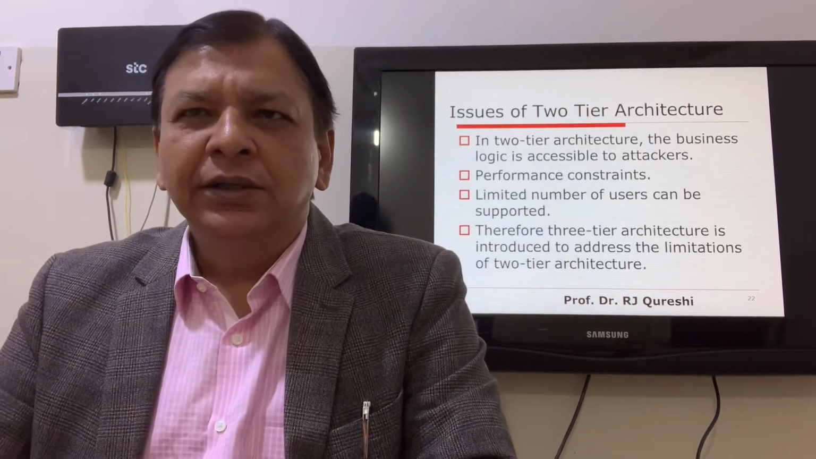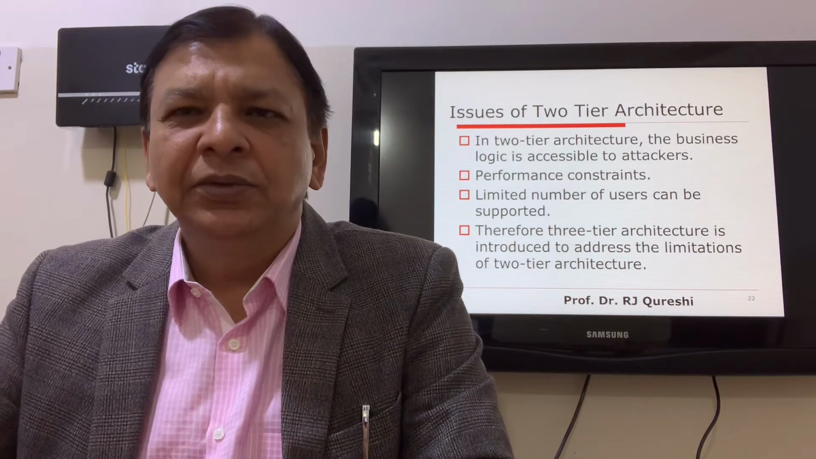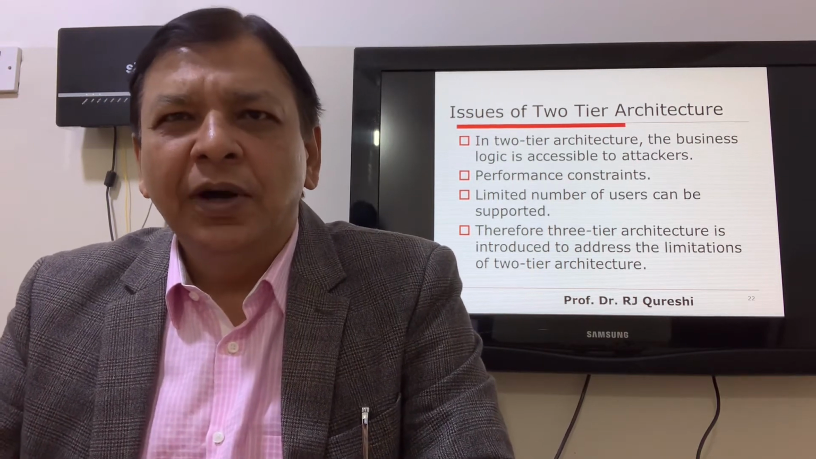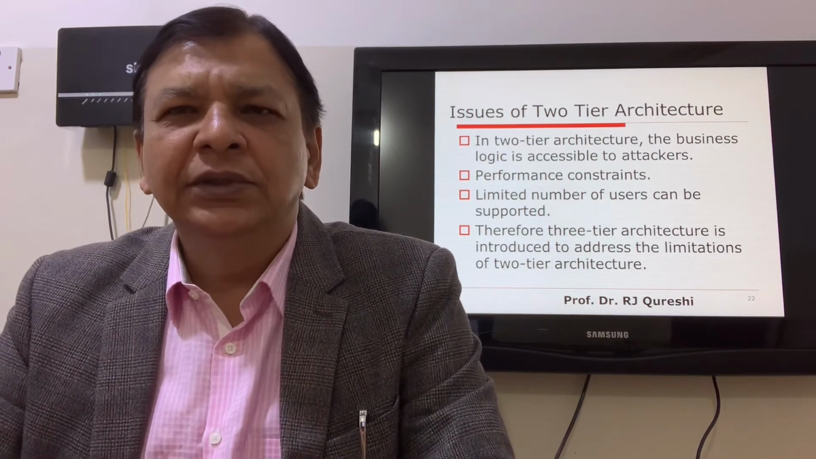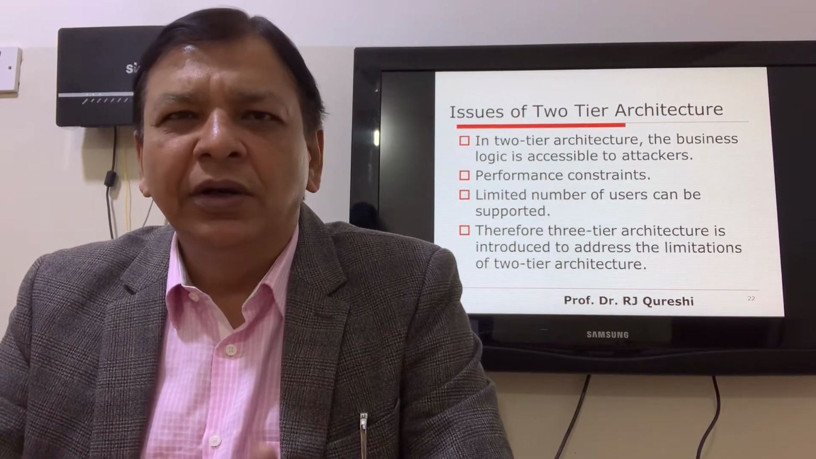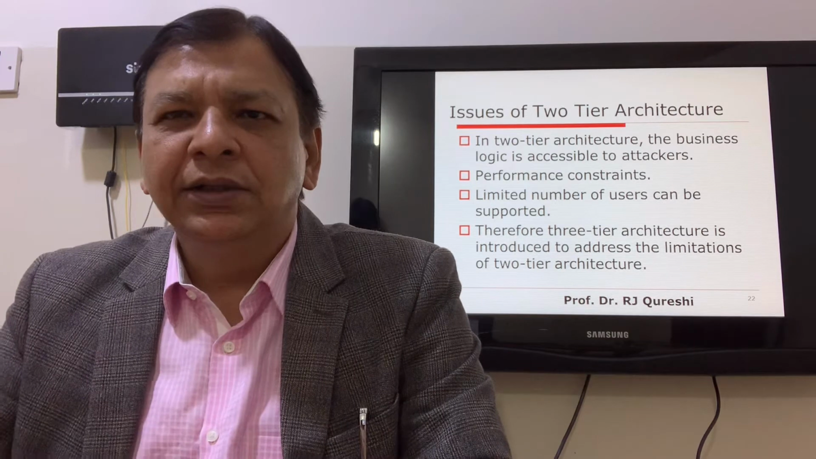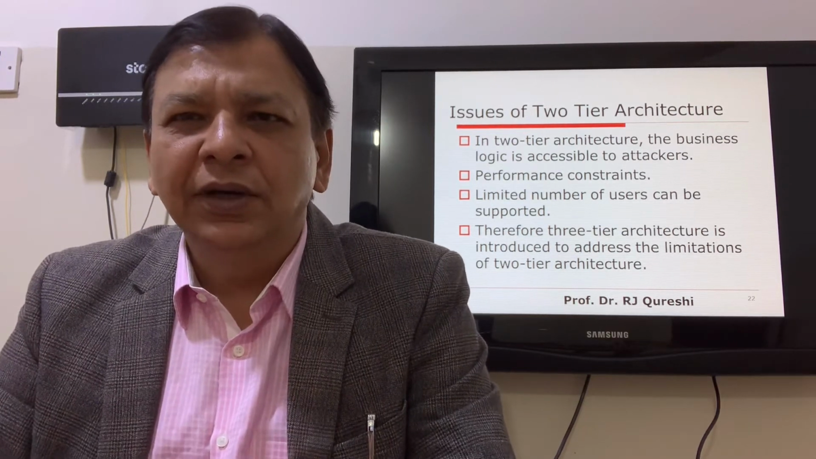Issues of two-tier architecture. In two-tier architecture, business logic is accessible to a hacker or attacker. Performance constraints because there are only two servers. Limited number of users can be supported because only two servers are there. Three-tier architecture is introduced to address the limitations of two-tier.